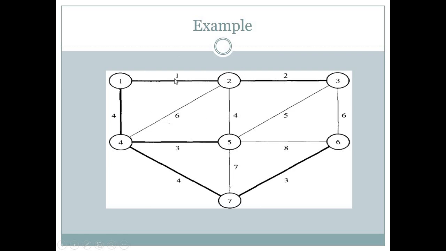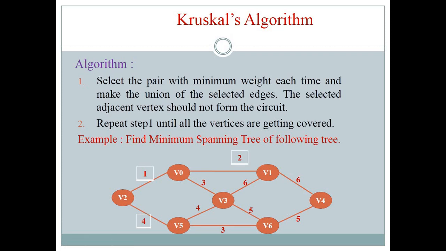From this figure we have to find a minimum spanning tree with all vertices and some selected minimum weight edges. So that will be a question for you guys. You will have to solve this figure and you will have to find out what are the vertices and what are the indexes, or we can say edges, with the minimum weight. Now let's learn about Kruskal's algorithm.